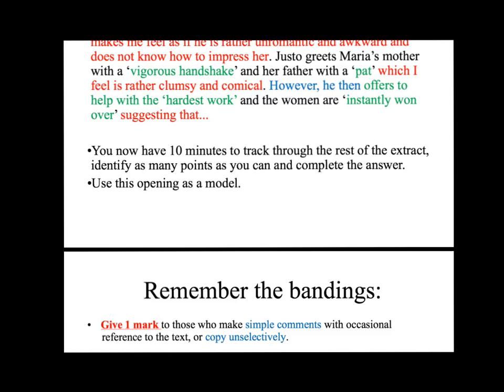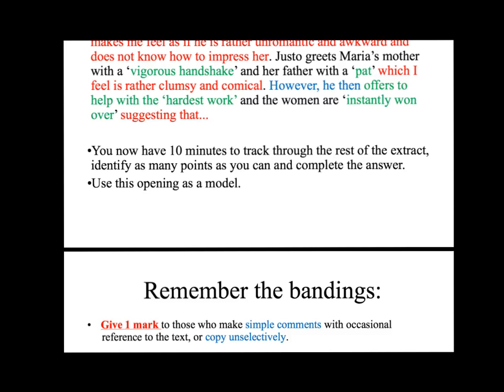Justo greets Maria's mother with a vigorous handshake and her father with a pat, which I feel is rather clumsy and comical. However, he then offers to help with the hardest work, and the women are instantly won over, suggesting that. What you may also notice with the comprehension questions is more often than not, especially on higher tier, there is often a change. So look for that change. It might start off where you think a character is one way, you have a certain impression of a character, and perhaps as you read through the extract, that impression may change. And we can see here with this model that we've highlighted the change.